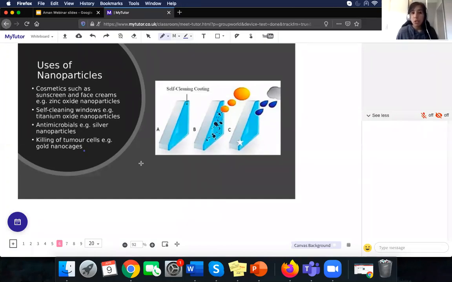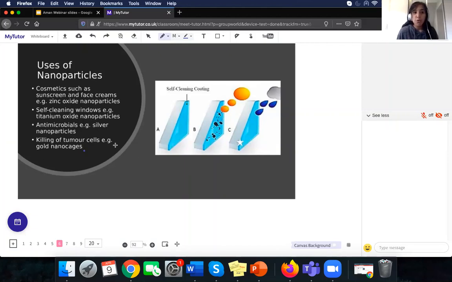When they get into that tumour cell via those leaky blood vessels and those holes, a laser can be directed at that tumour, and then what will happen is the gold will start to heat up, or that nanocage will start to heat up, and that will effectively kill that tumour cell without killing normal cells, because the gold will only be within the tumour cell. So that is one of the potential uses of nanoparticles.